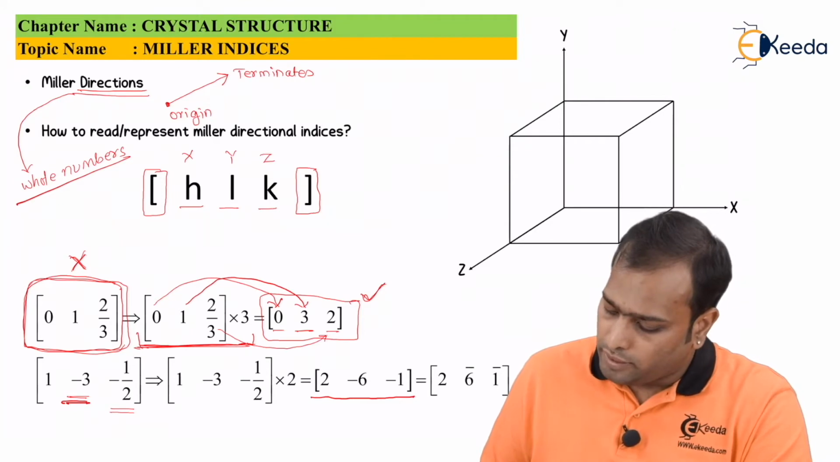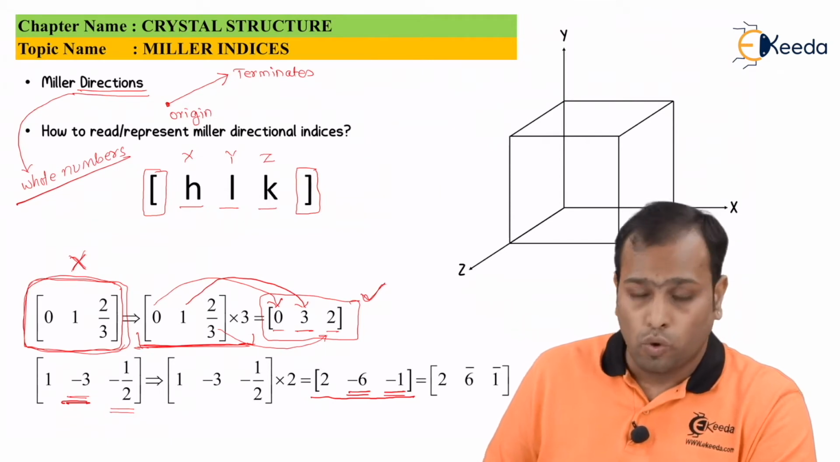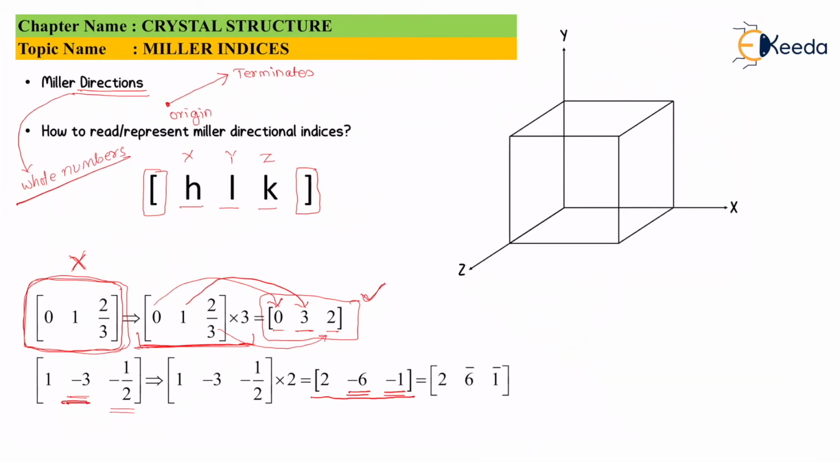Now, here the numbers which are negative are -1 and -6. So we will give a bar notation for this. Here, do remember the negative numbers are always denoted with a bar. So we have 2, 6 bar and 1 bar. Here 6 bar is nothing but -6 and 1 bar is nothing but -1. So this is how Miller indices are read.